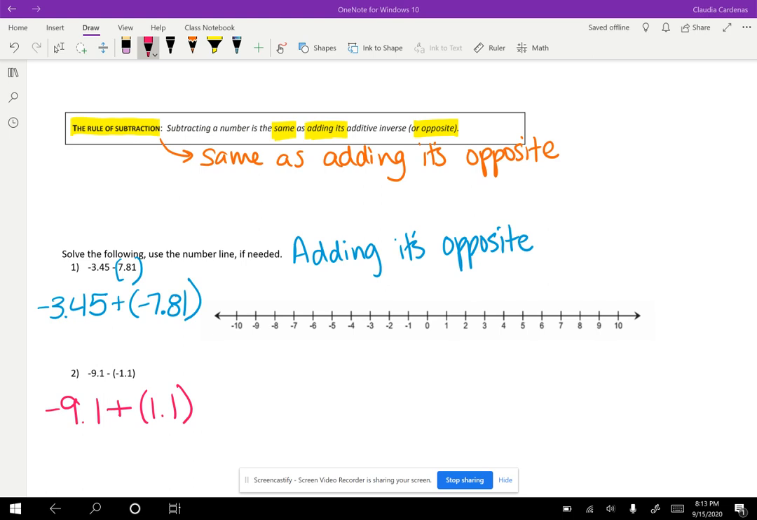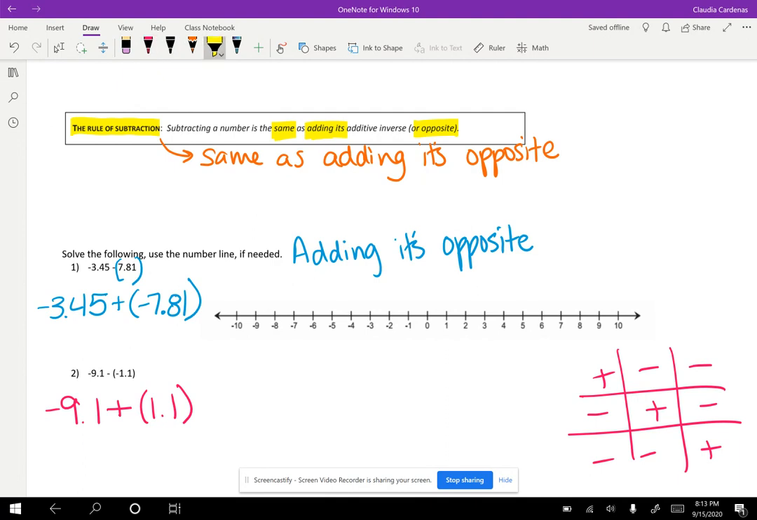Okay, so now that we have rewritten subtraction problems to their additive inverse, we can now solve these problems like normal. So I remember yesterday we drew a tic-tac-toe chart, something that we've used in 6th grade before to help us remember our addition rules. And so if I look at the first problem, I see that we have a negative number and two negative numbers being added together.